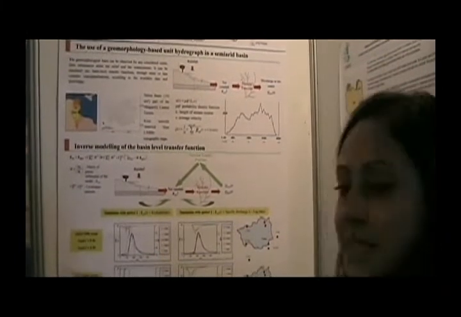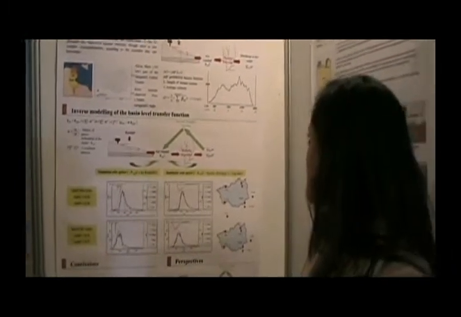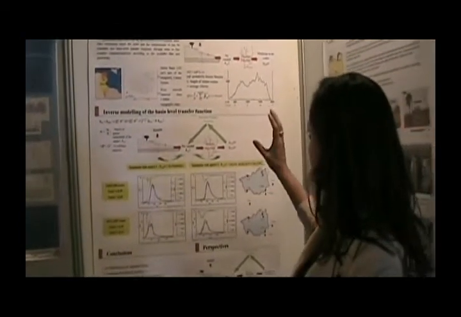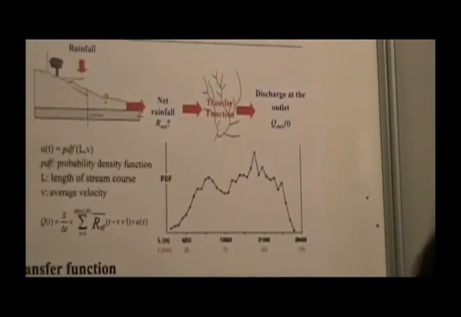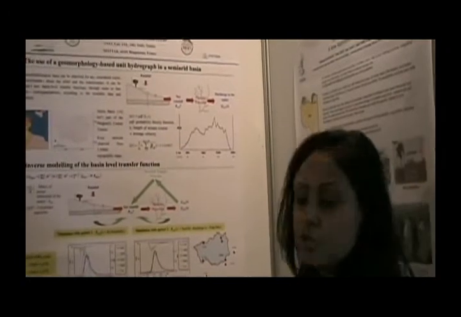It's about net rainfall estimation by inverted geomorphology-based unit hydrograph in a Tunisian catchment. The main idea of this work is the use of a geomorphology-based unit hydrograph in a semi-arid basin localized in central Tunisia. In this work we use a transfer function based on the geomorphology hydrograph, which is calculated as a probability density function based on the calculation of length of stream course and an average velocity.